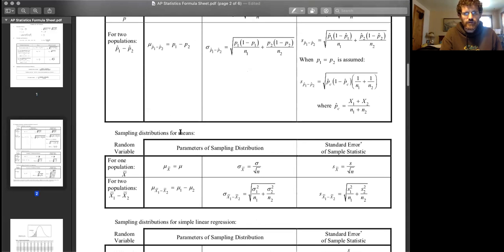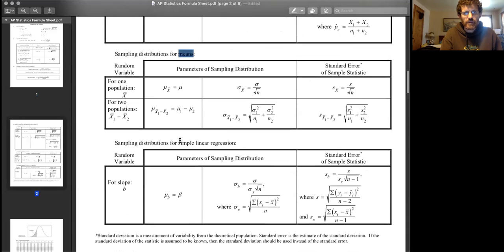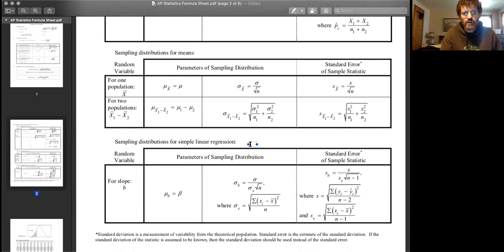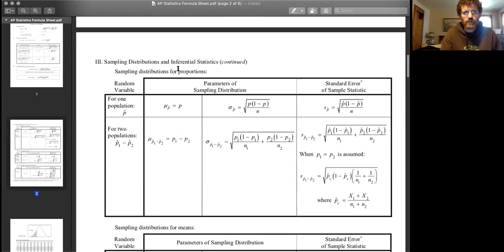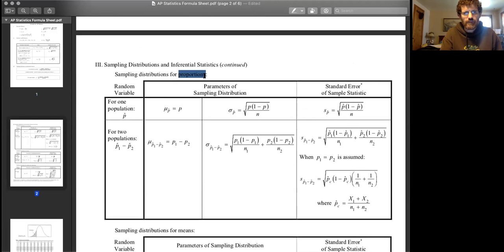This table down here is for means. This table right here is for linear regression. And we're going to get to all that stuff later. So for today only, we got proportions. And here's our sampling distributions, but we're not dealing with that. We're looking at the standard error. So this tells you the formula for the standard error of all your statistics.